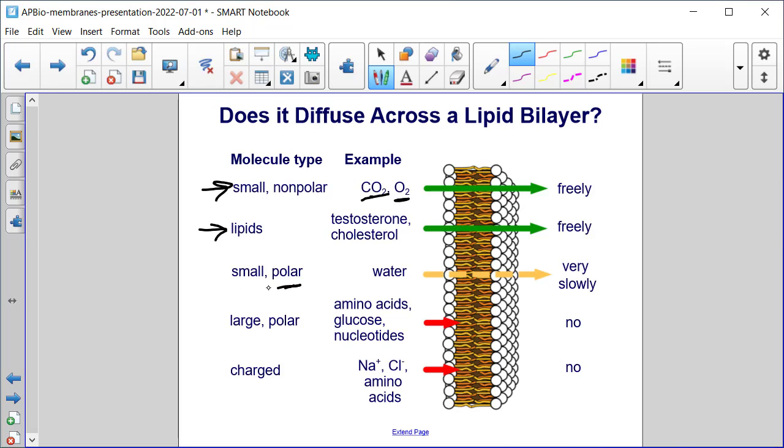Small but polar molecules, so something small like water, can pass through but happens very, very slowly. Large polar molecules, amino acids, glucose, nucleotides, cannot pass through, right? They're too polar once they encounter this fatty acid in the middle. And charged particles like sodium ions, chloride ions, amino acids, also, once they get to where these nonpolar fatty acids are, they can't continue to pass through. So those do not diffuse across the lipid bilayer.